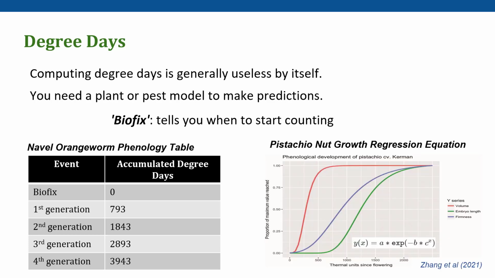Other models are more focused on continuous properties and might look like this, a kind of regression equation where a property such as hull volume varies continuously based on the degree days, and there's some kind of equation that gives you that continuous curve. All right, so in general, these are the kinds of elements that you'll get in a degree day model.